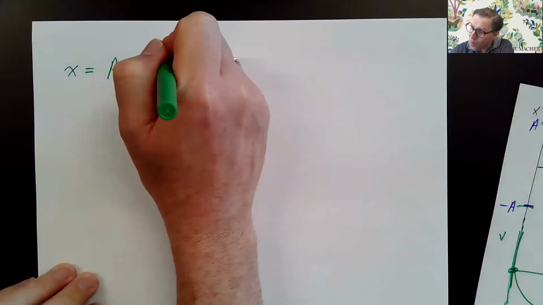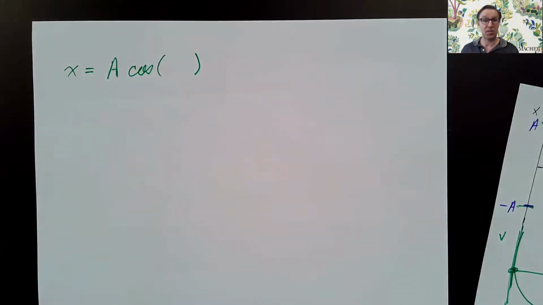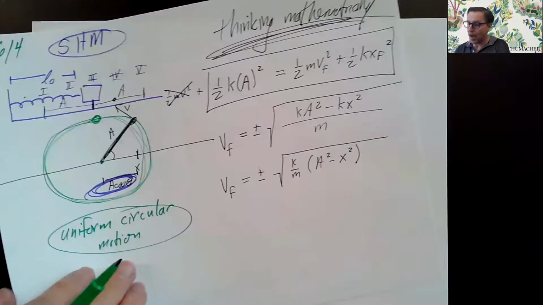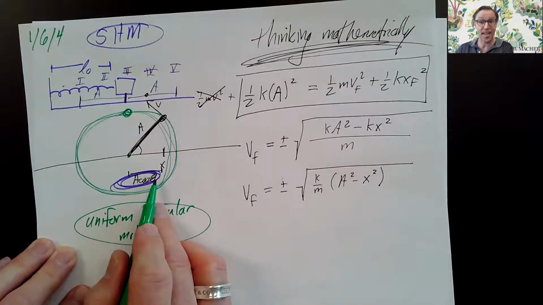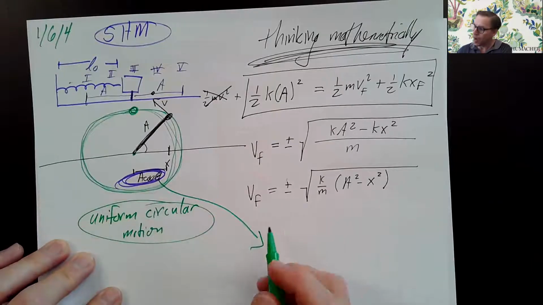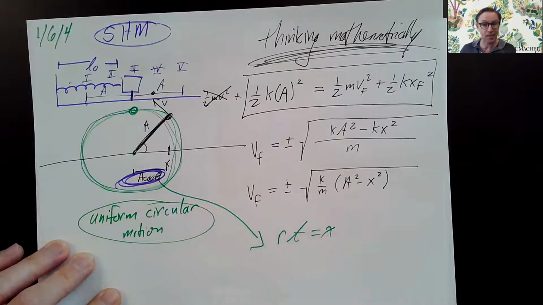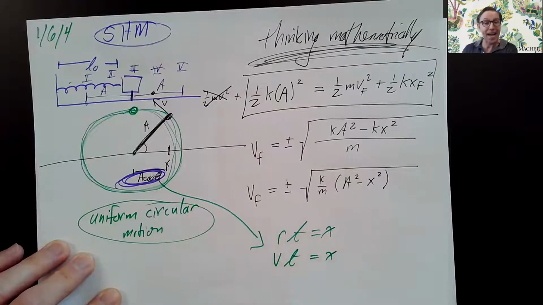Now, what's going to go inside the cosine? The argument, as we call it. Now, I showed you that we had an angle here. Yes. And if you remember, rate times time equals distance, or vt equals x, right?